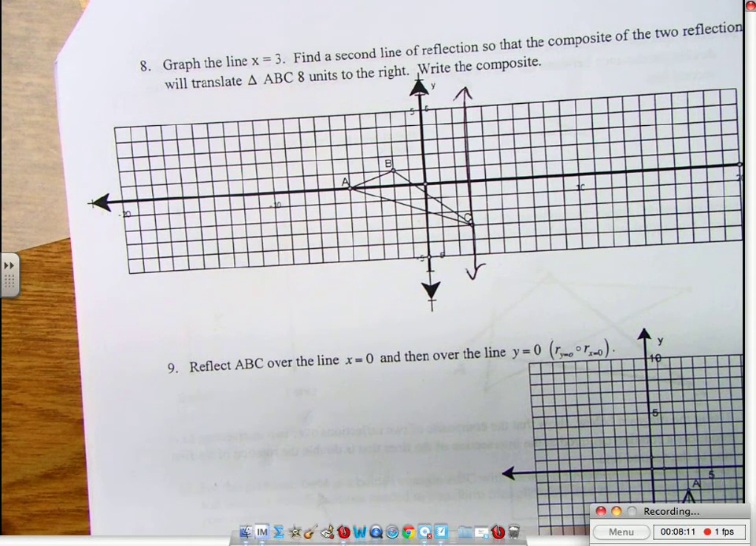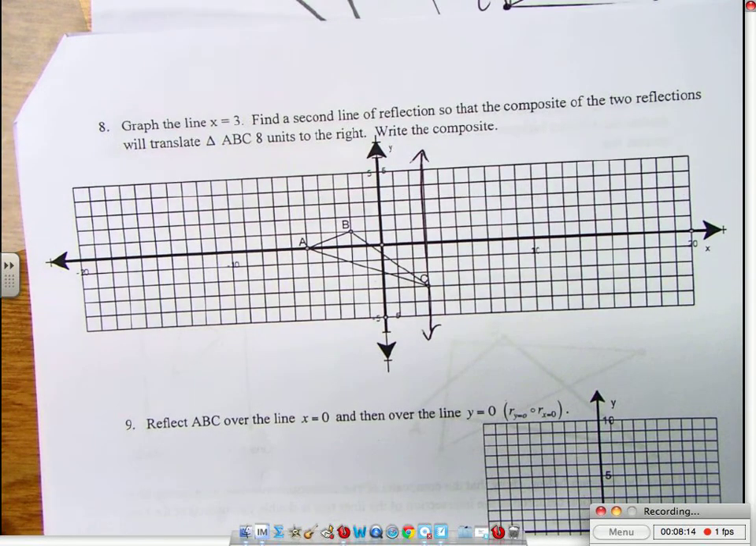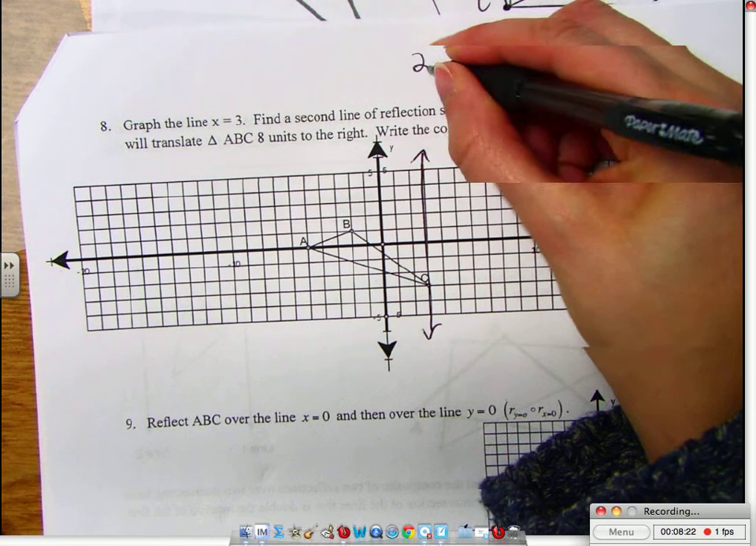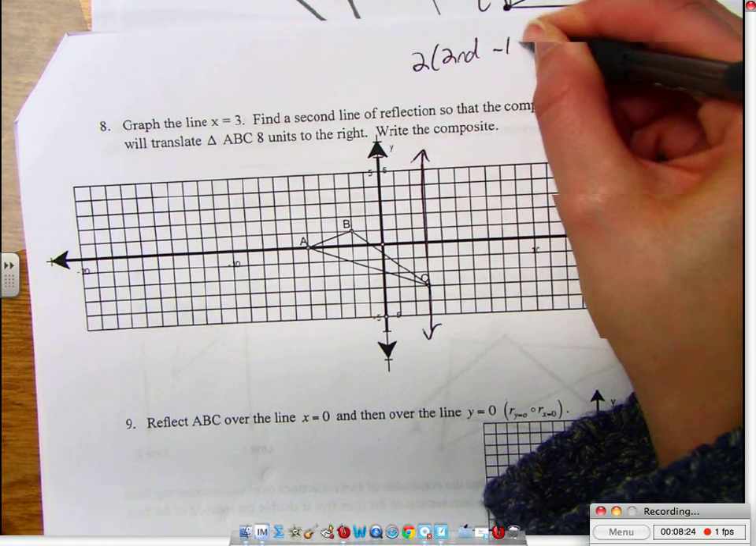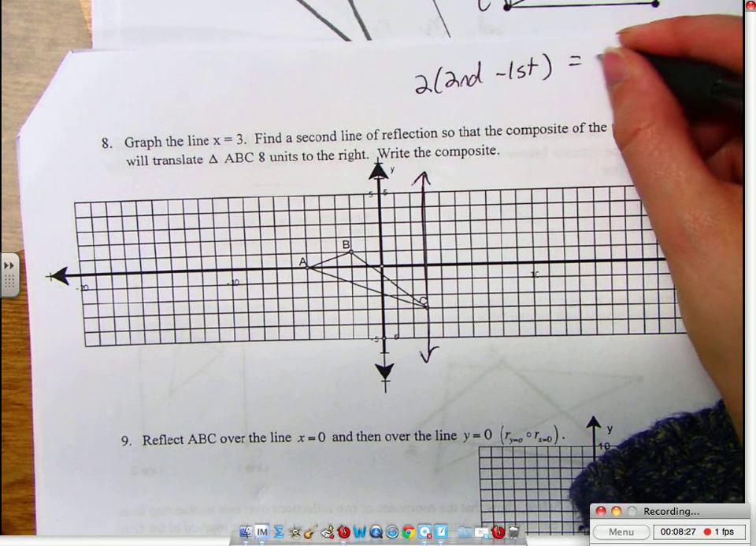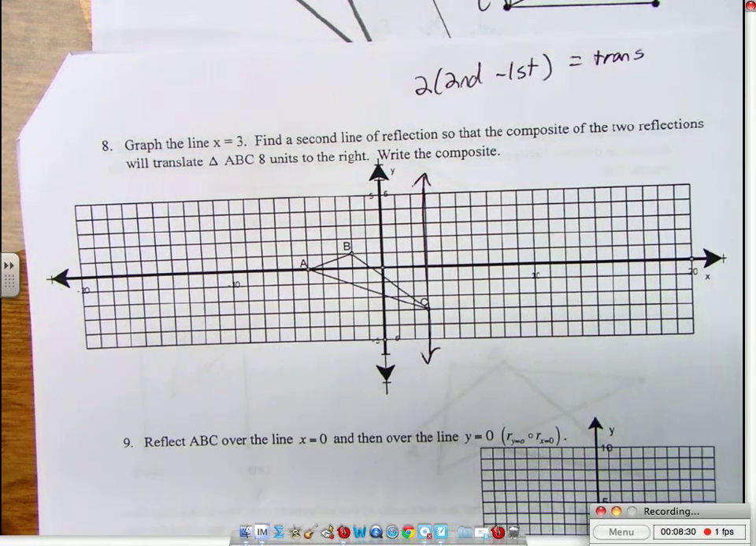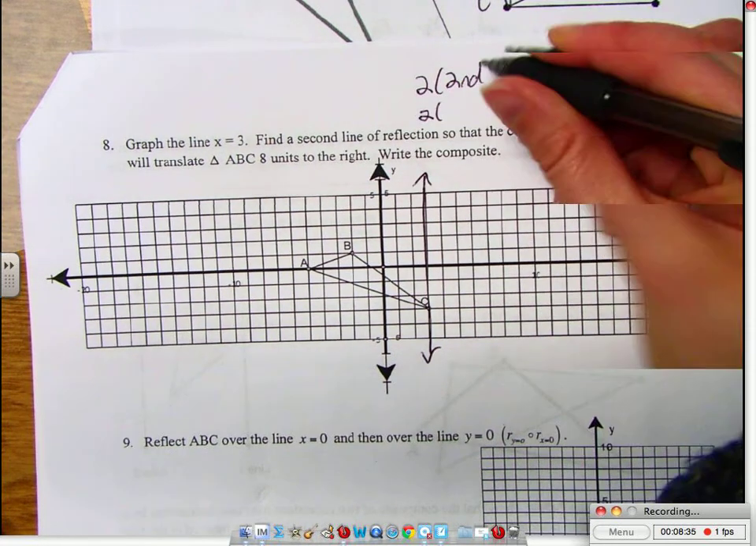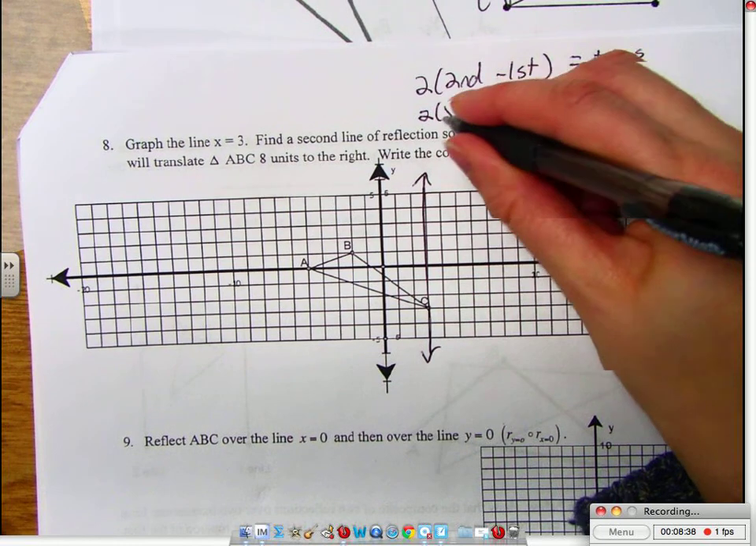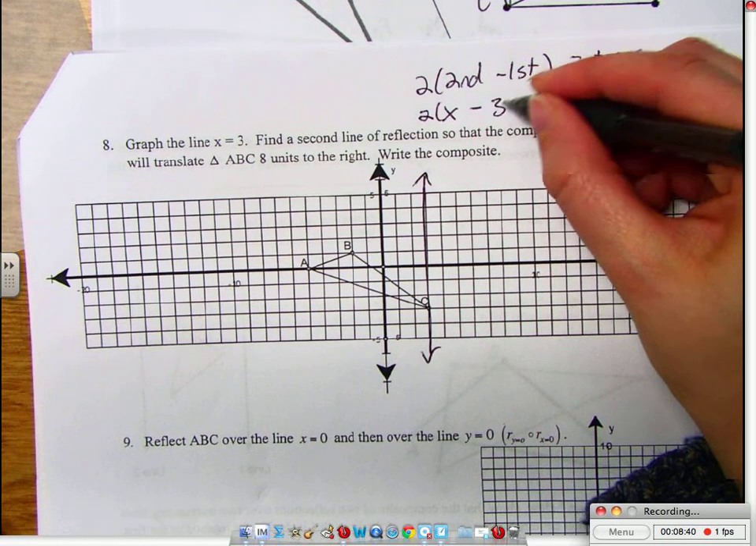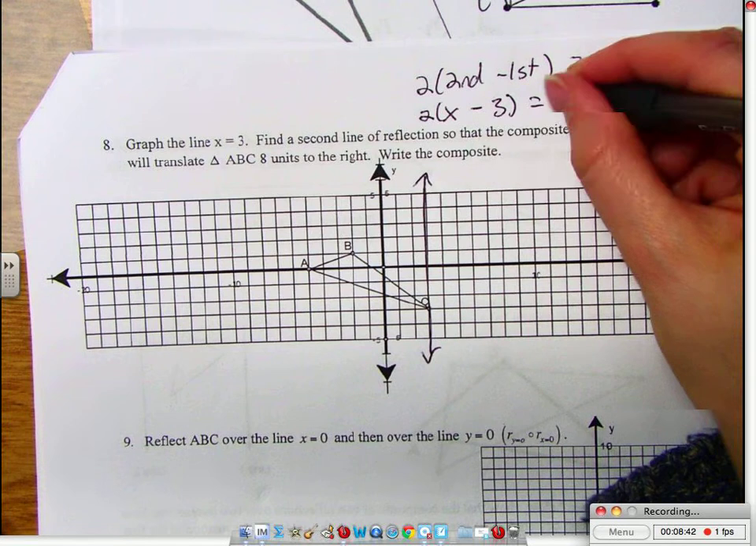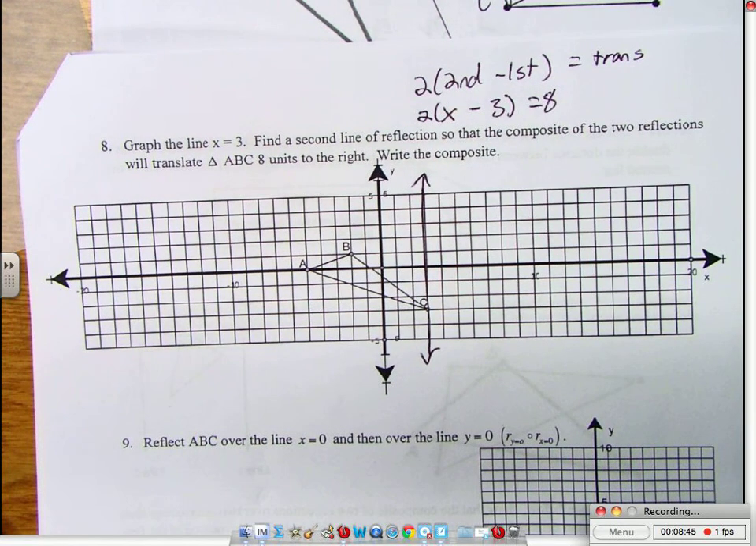Okay, does anybody remember that equation that I talked about? How do we find the translation when we reflect over 2 lines? 2 times the second line minus the first line equals the translation. Okay, so let's replace those with what we have. We know we bring down the 2. Instead of the second line, we don't know what that is, so I'm going to replace it with x. We know the first line is 3, and we know the translation is 8. We okay? 2 times the second minus the first equals the translation.